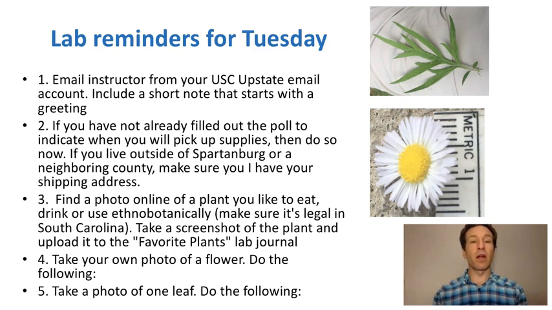Next, you need to take a picture of a flower. You can choose what kind of flower, and there are instructions on the Blackboard page of how to take a high-quality flower that will allow us to identify it. There's an example of a picture I took over here. And the final assignment that I'll remind you about now is to take a photograph of a leaf. And when you do that, you also need to follow the specific instructions to get a high-quality image that is useful for identification. And up here is an example of an image I recently took.